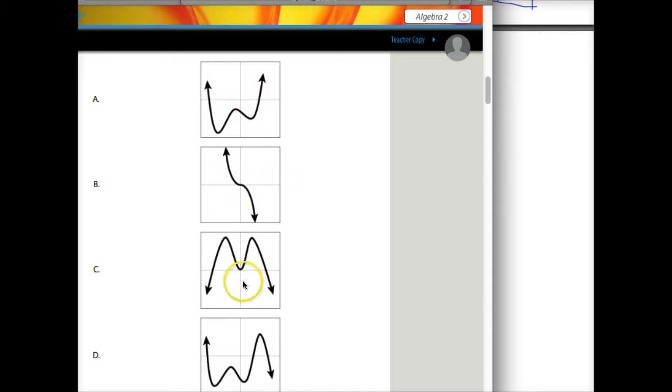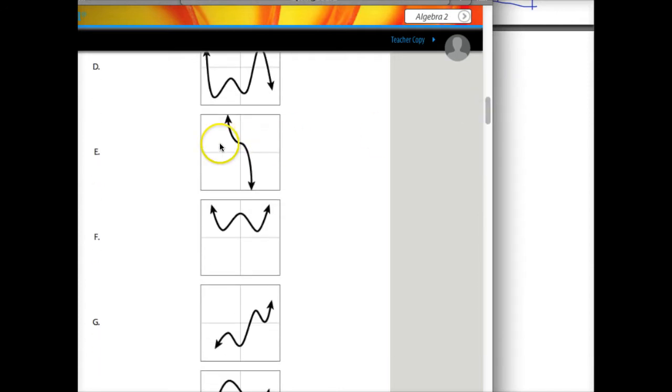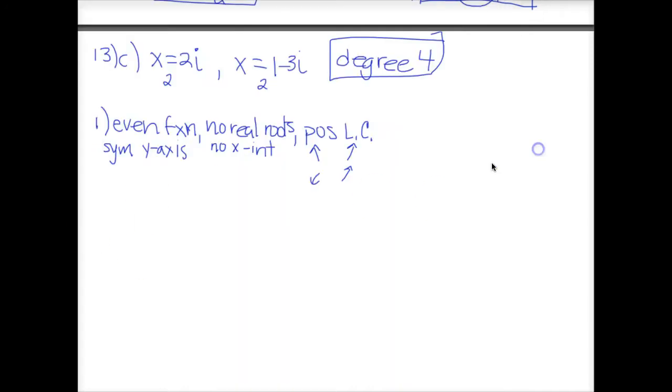Then I would look at my next qualification, which says no x-intercepts because there's no real roots. Well, that fails. This guy isn't symmetric about the y-axis, so I keep looking. Not symmetric about the y-axis. This one is symmetric about the y-axis. It also has no real roots because it doesn't cross the x-axis, and it does have end behavior that would be consistent with a positive leading coefficient. So that is how I got choice F.